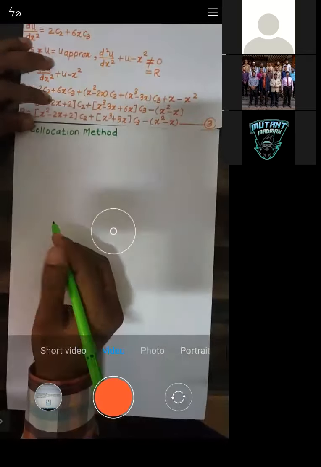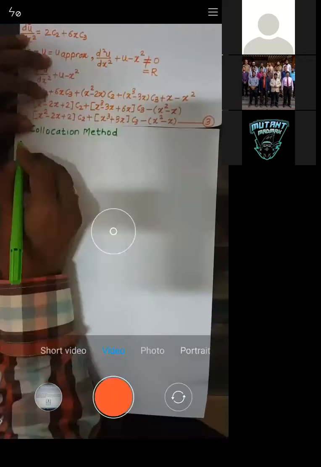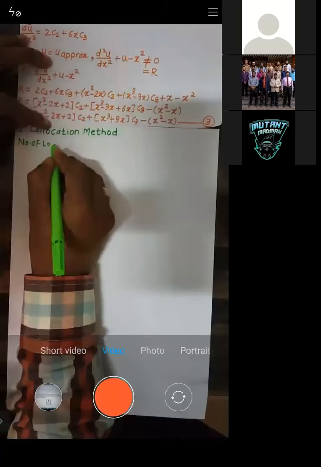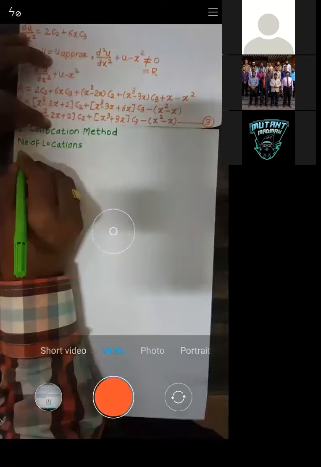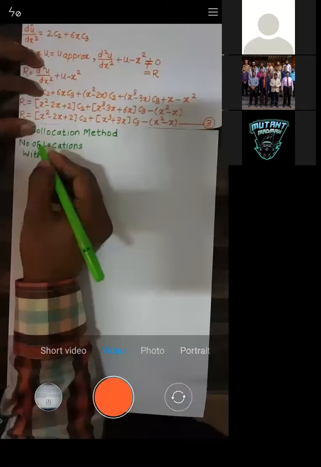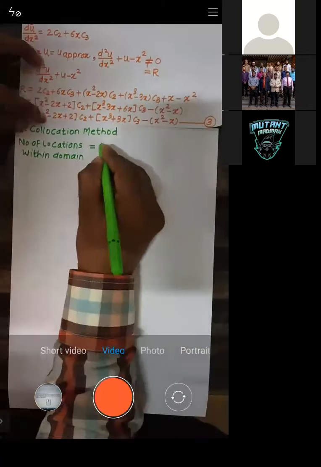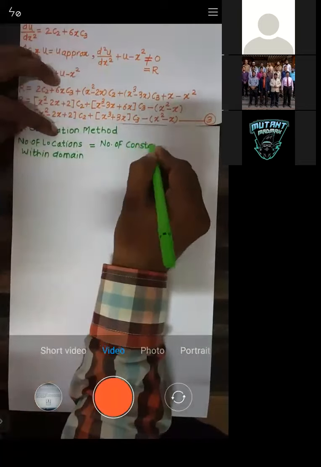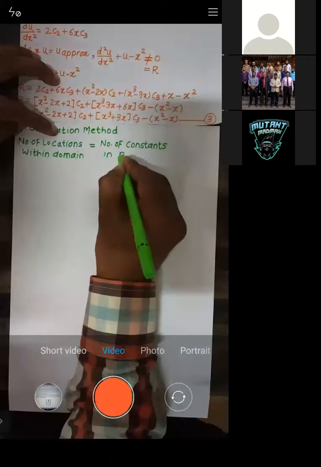As I told you, how many locations you need to take? Number of locations within the domain is equal to number of constants in R.